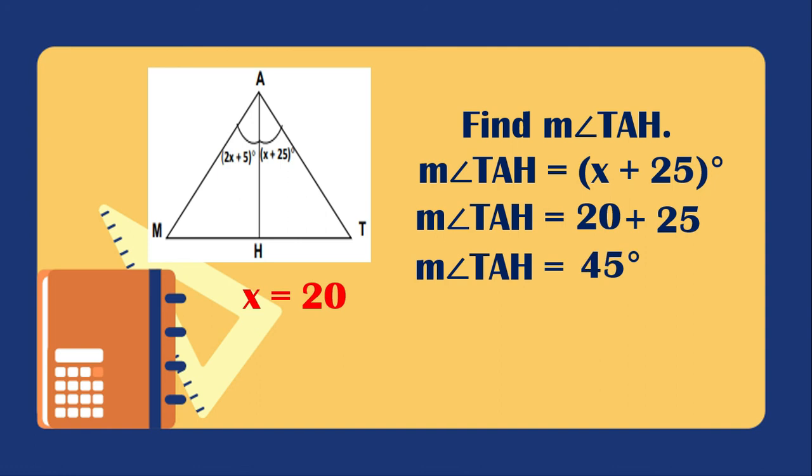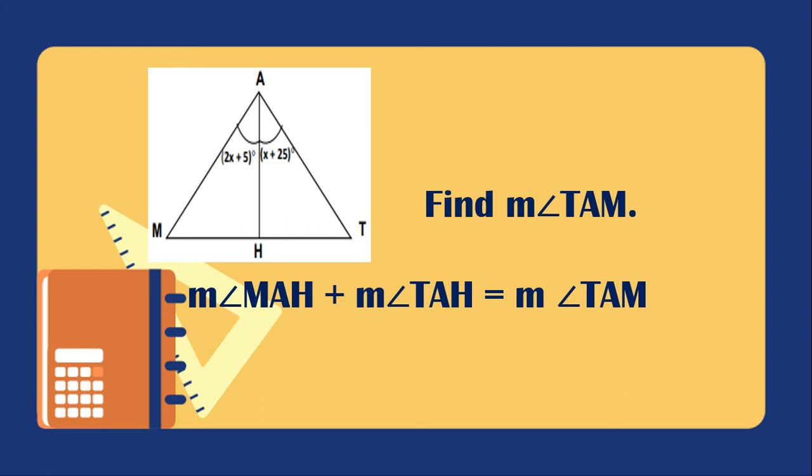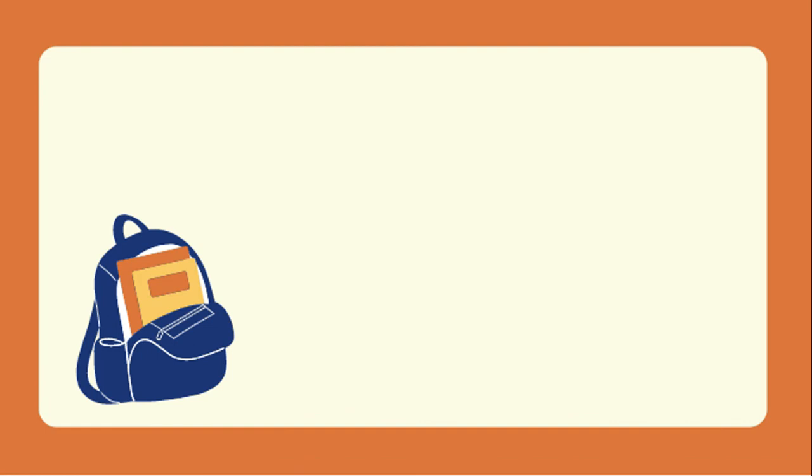Since we already have the measurement of the two angles, we can now find the measurement of angle TAM, the whole angle. So we will just add the measurement of MAH and the measurement of TAH to get the measurement of TAM. We already know that both angles are 45 degrees. So the measurement of angle TAM is 90 degrees.